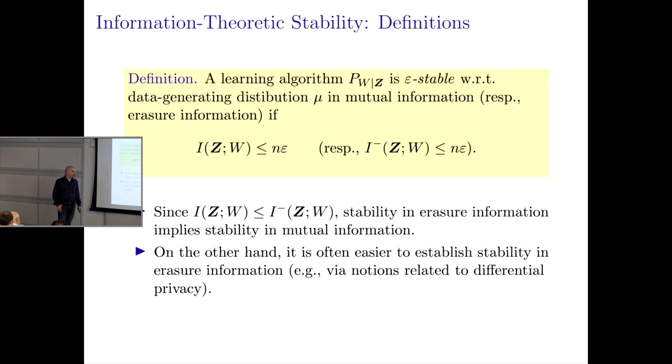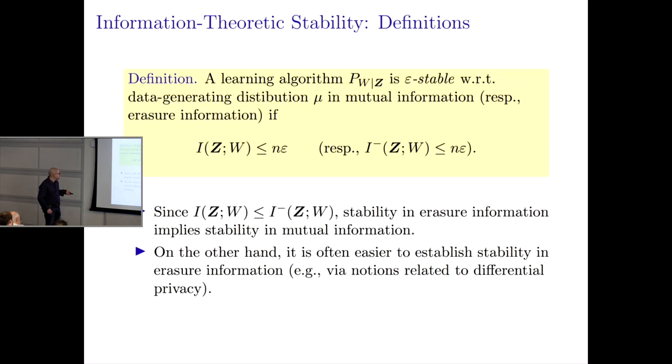We'll see an example now, and it's related to differential privacy. But on the other hand, stability in erasure information implies stability in mutual information. I still haven't shown you what this has to do with generalization yet, but that's coming.